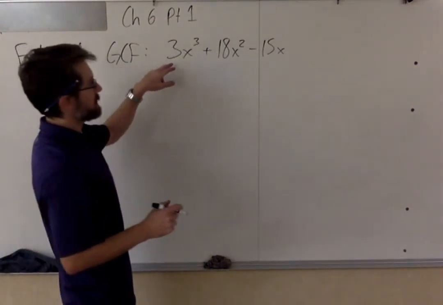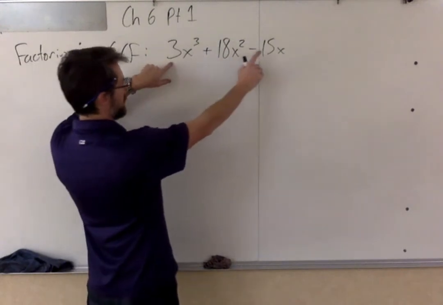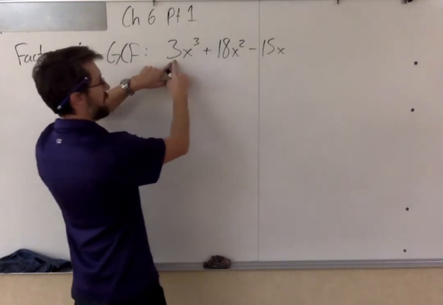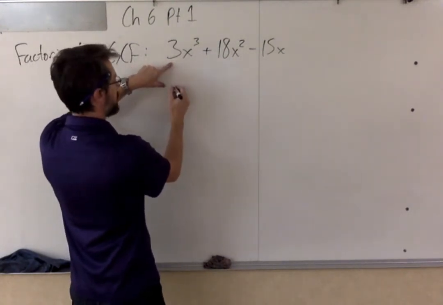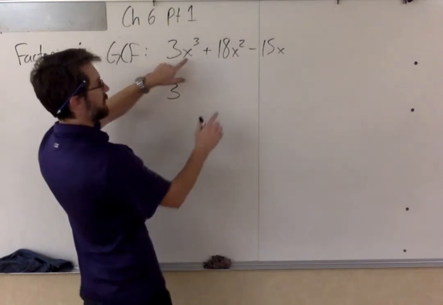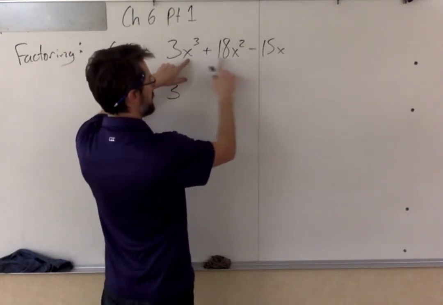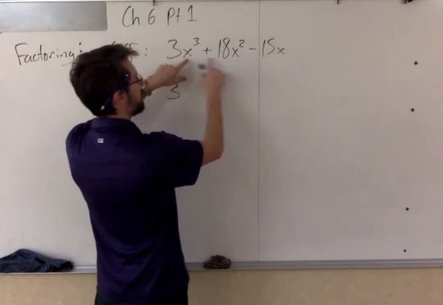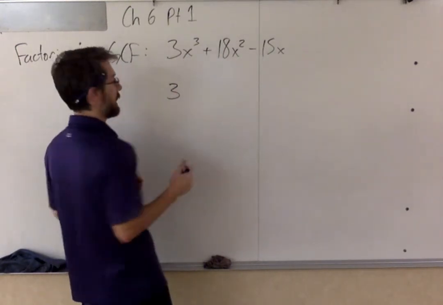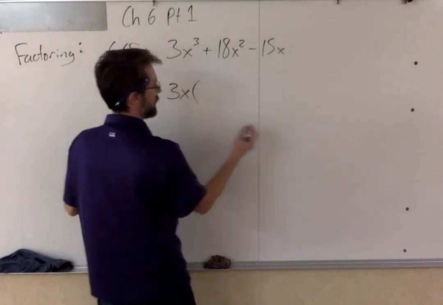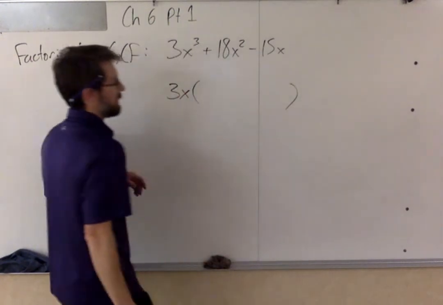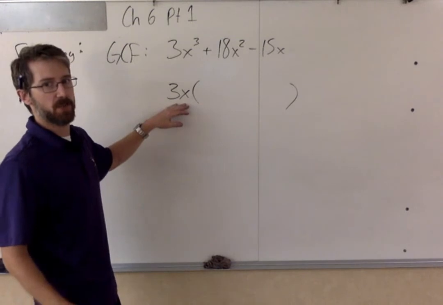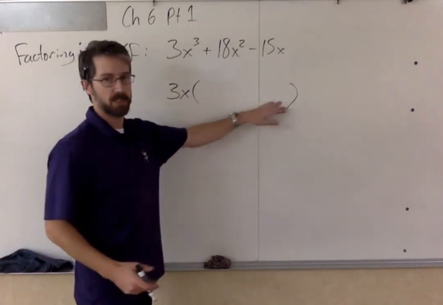I know there's a GCF here because all of the coefficients are divisible by 3. So I can factor out a 3. I can also factor out an x from each one. I've got an x cubed, an x squared, and an x. So each one of these can be divisible by 1x. So I can take out a 3x. Now, that's usually not the issue with these. The issue is getting students to understand what goes in here.